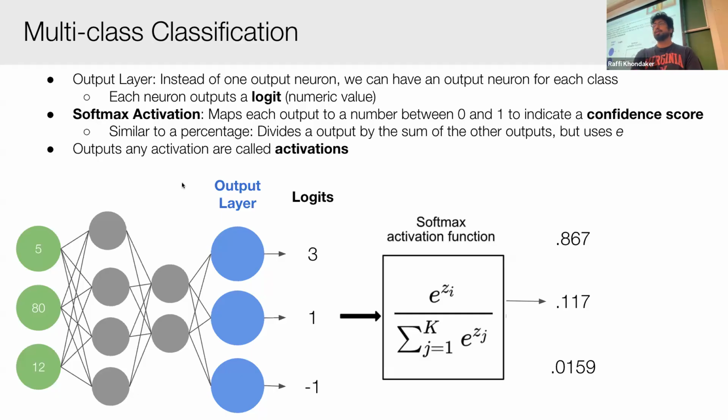It's very similar to just a percentage, right? The simple way of thinking about it is we just add up all these numbers, or rather the absolute value of these numbers, and then just 3 divided by 5, 1 divided by 5, right? But instead of doing that directly, we take e raised to those logits. So we do e raised to 3 divided by e raised to 3 plus e to the 1 plus e to the -1, right? As you should know, raising some number to a power will always output a positive value. So it's kind of like taking the absolute value.